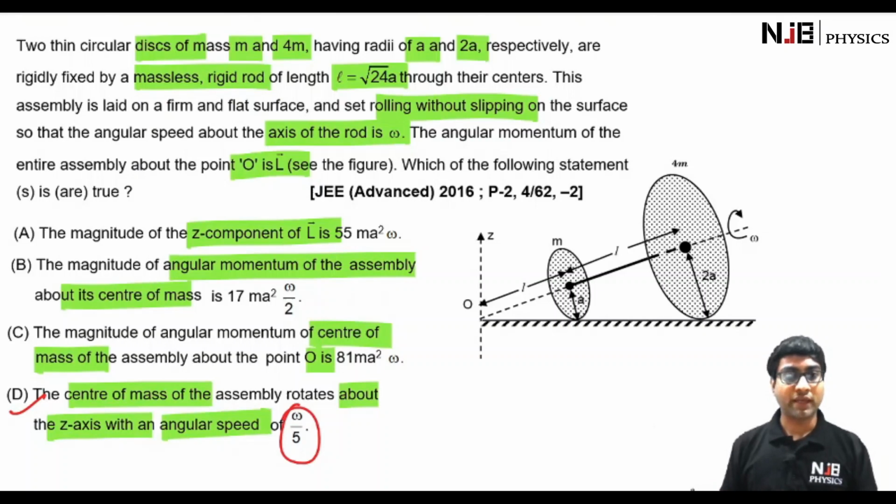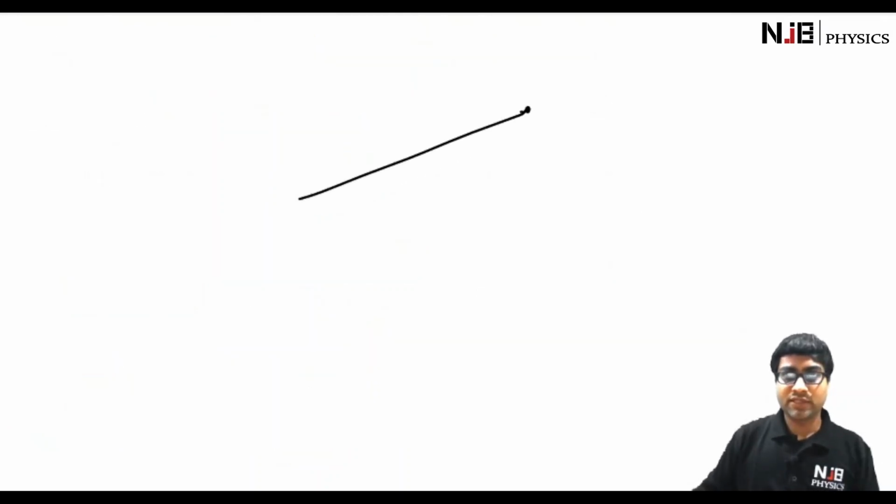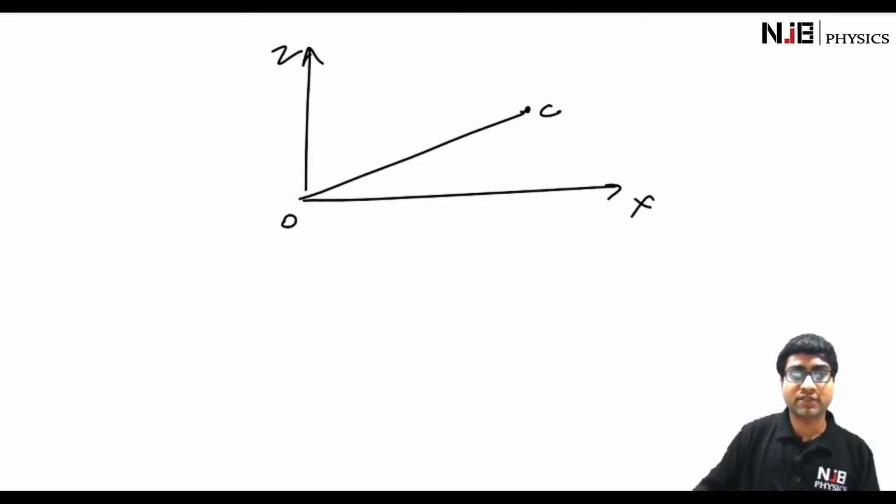So we are going to find the angular momentum of center of mass about the point O, which they are asking in option C. So let's see how we will find angular momentum of the center of mass about the point O. So let's say this is your center of mass C and this is point O, and this is your x-axis, this is your z-axis. I'm not drawing the wheels, I'm only drawing this center of mass. The distance O to C is already known to us, which is equal to 9L by 5. We have calculated it. This angle was theta.